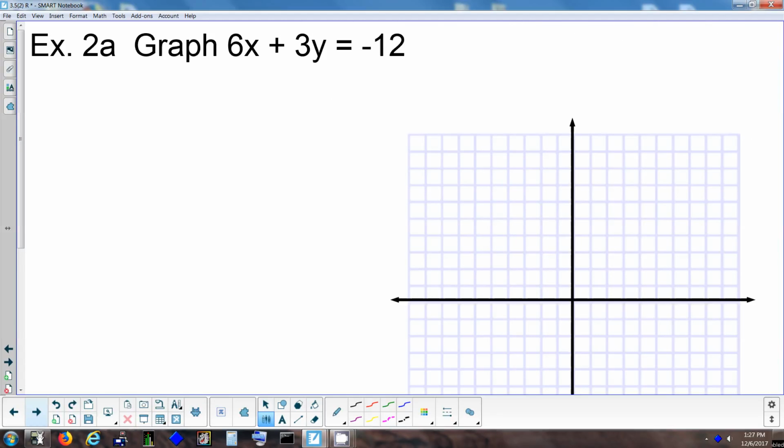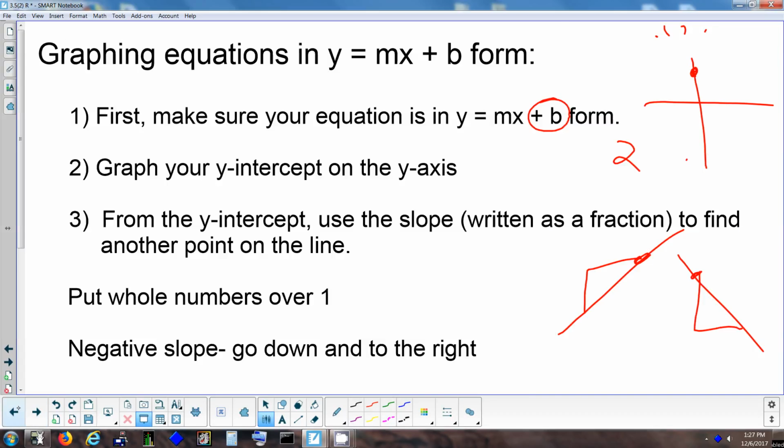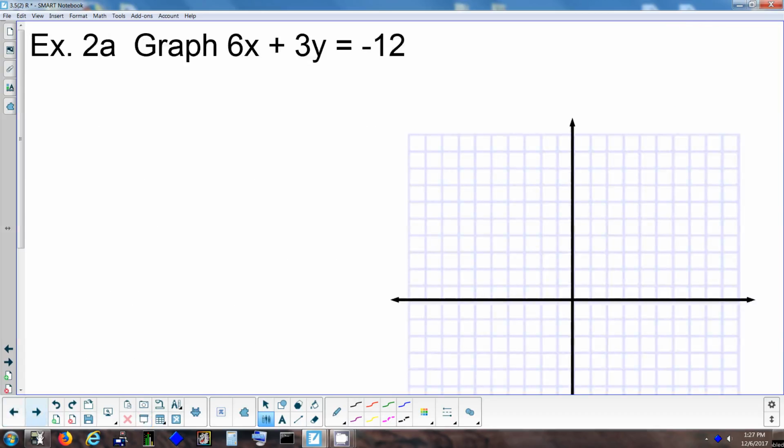We talked about how to graph this by using intercepts. Plug in a 0 for x, plug in a 0 for y. That's one way. This one, we're doing a little different. We're going to do it this way. Slope intercept. Make sure it's in y equals mx plus b form. Is that in slope intercept? No, it's not. If the y is by itself, then you're good. If it's not, you're not good.